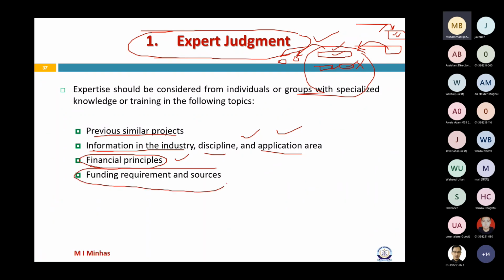Funding requirements and sources of funding would also matter. If somebody is not aware of where they can get or generate funds for the project, like if somebody is not familiar with the banking system or any financial institutions, that organization or person might be limited to a very narrow budget. But if they know about various sources of funding and how to generate funds, obviously their budgeting methods would be different, right? So there have to be these expertise with you.